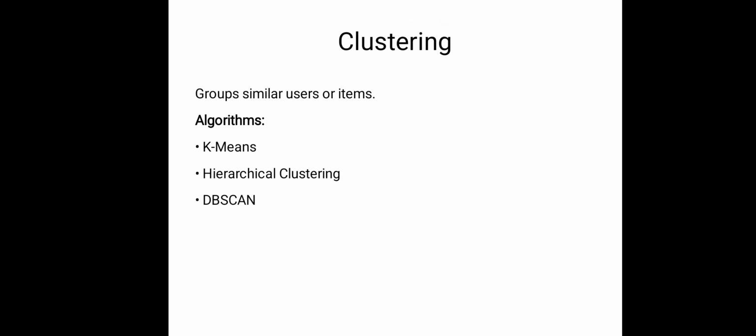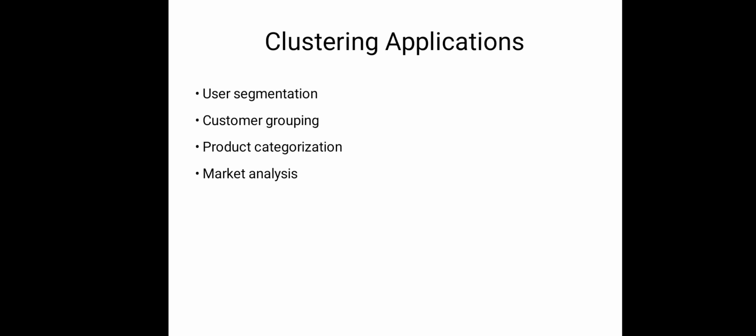Second method, clustering. Clustering groups similar users. For example, students who like AI form one cluster. Students who like gaming form another cluster. The recommendation system recommends similar products to people within the same group. Clustering applications include customer segmentation, market analysis, product grouping, and user community detection. For example, Netflix groups users based on viewing behavior.